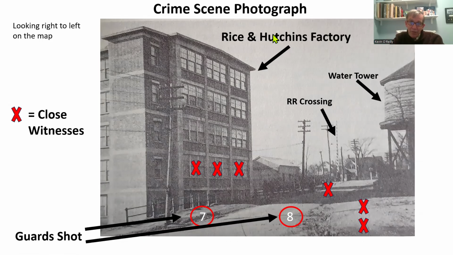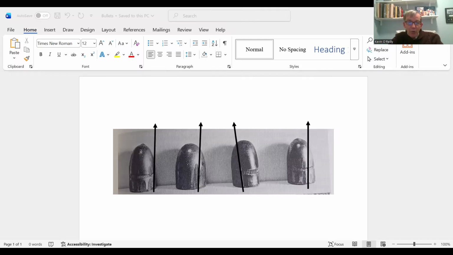The bullet evidence, ballistics, turned out to be very important in the case. There were 4 bullets presented in the case. They were marked Roman numeral 1, 2, 3, 4, and bullet number 3 is that one, and it was argued that that bullet came from Sacco's gun.